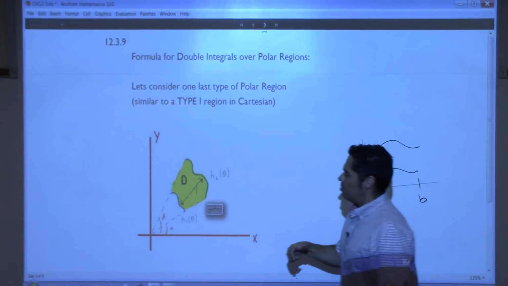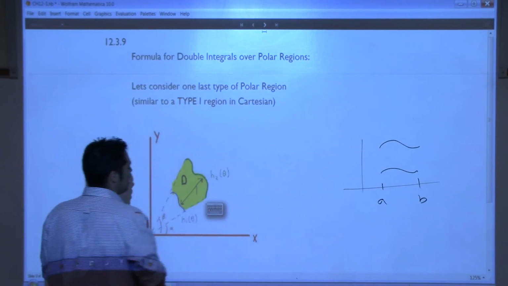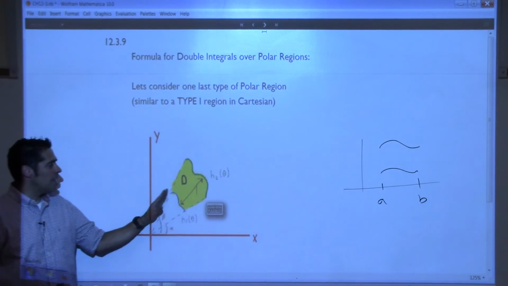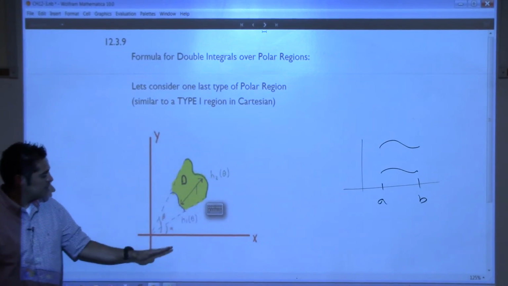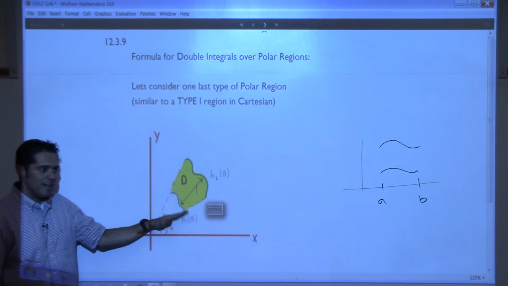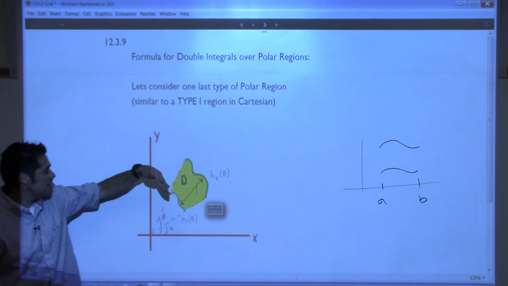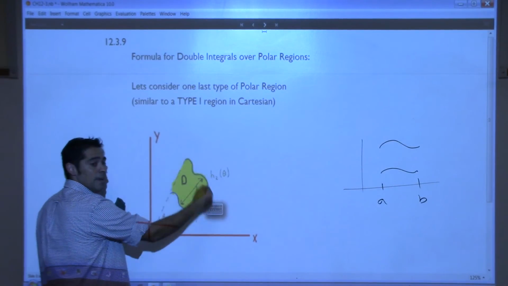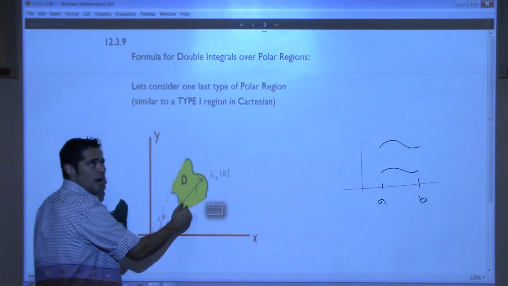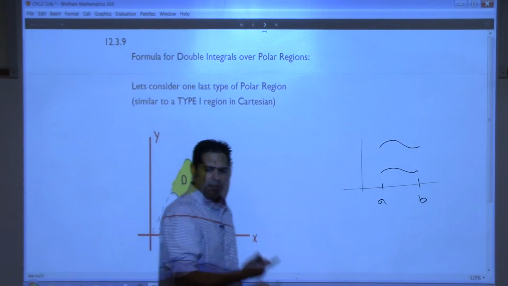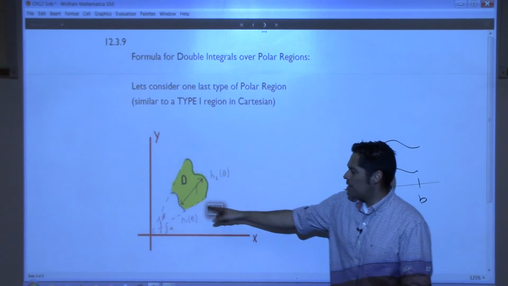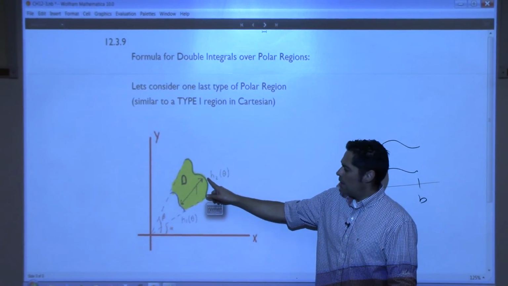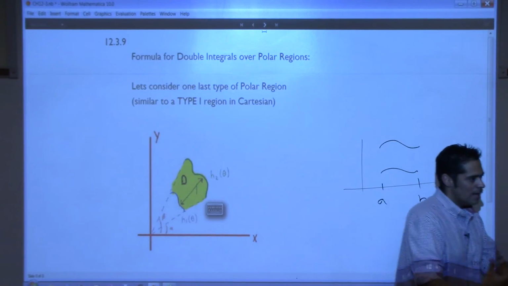That's type 1 Cartesian. If we do something similar in polar, we're going to let our theta still be stuck between two constants, so between alpha and beta. So that doesn't change. But instead of saying that the radius has to be stuck between some small radius and big radius, I'm going to say that the radius is a function of theta. The inner radius is a function of theta, and the outer radius is a function of theta. And when you do that, you get a type 1.